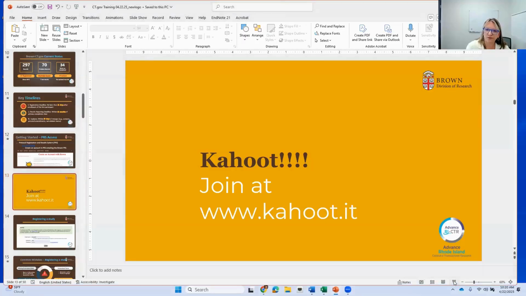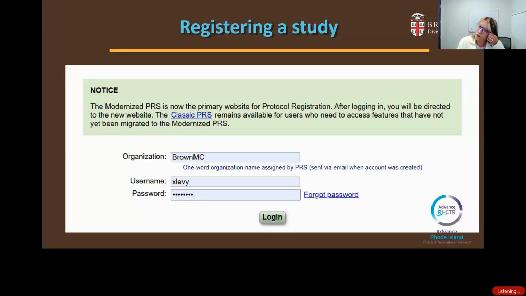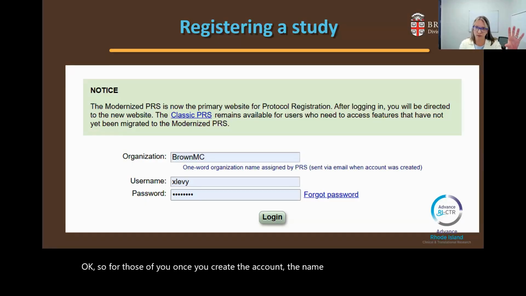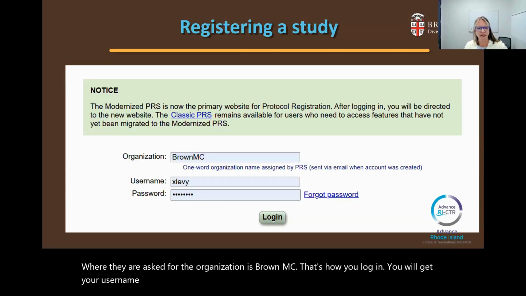Okay, so let me go back to the slides. Share again. Let me go to screen 2. Share, and I'm going to put it in full. Okay, so for those of you, once you create the account, the name of the institution when you are asked for the organization is Brown MC. That's how you log in. You will get your username. We will provide that and the password, and that's how you log in to the system.